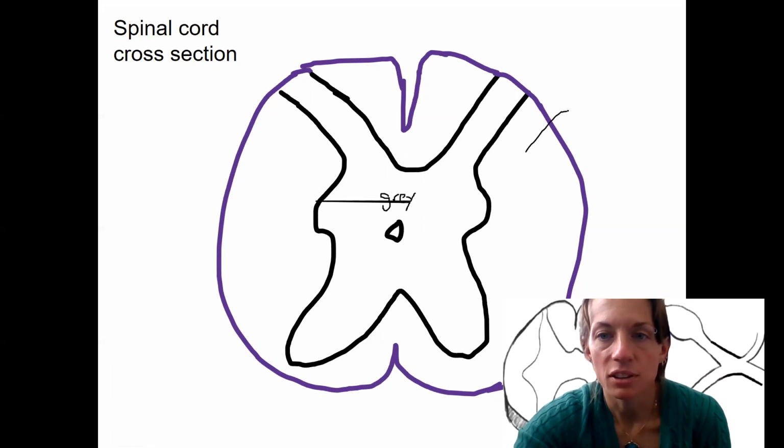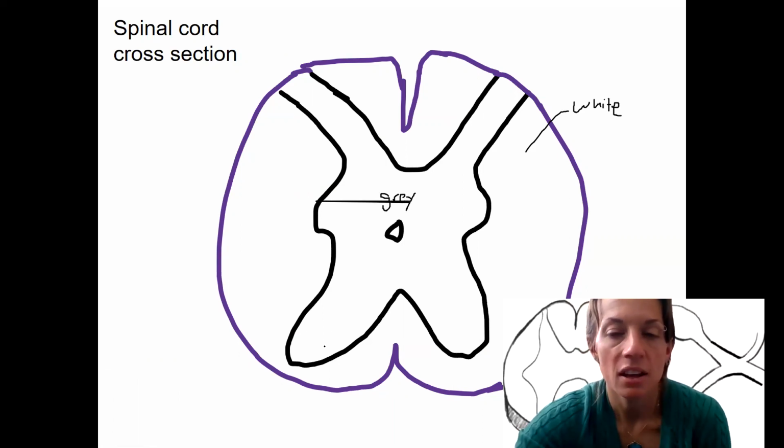The rest of it is going to be white matter. What does this mean? This means it's myelinated axons primarily. So this is going to have different functions. This internal kind of butterfly shaped thing is going to be made of cell bodies of neurons. Of course, there's neuroglia around as well.